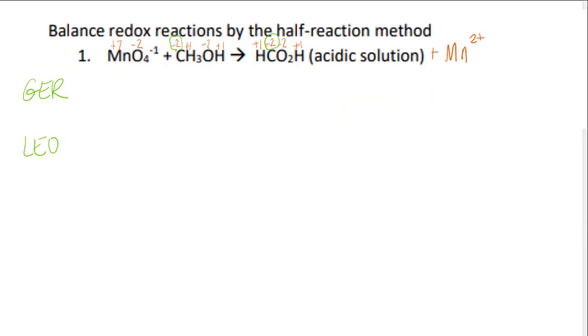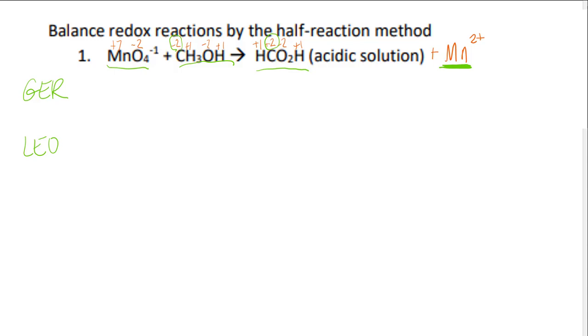Moving on to the next part of the notes, where we're going to balance redox reactions by the half reaction method. I'm given MnO4 and CH3OH, and it's producing HCO2H, and this is a key part that was accidentally left off of your notes. Make sure and add manganese with a 2+ charge.